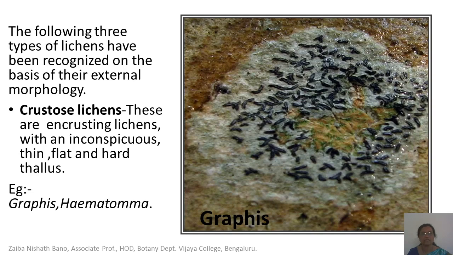Coming to crustose lichens, these are encrusting lichens. Encrusting means they have a crust-like thallus, a very thin thallus, sticking very firmly to the substratum, even at the corners of the lichens. It is a thin, flat and hard thallus. Examples of crustose lichens are Graphis and Haematomma. You can see the entire encrusting lichen thallus here. It forms a very thin layer, firmly sticking to this rocky substrate, a very thin and hard thallus. Such lichens are called crustose lichens.